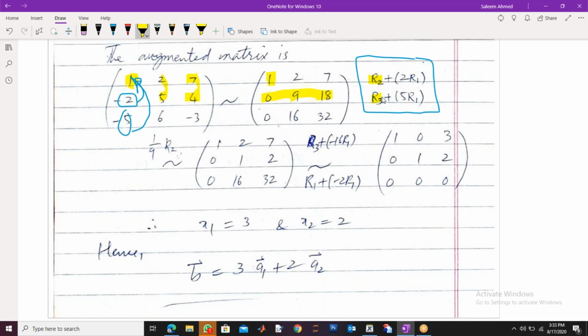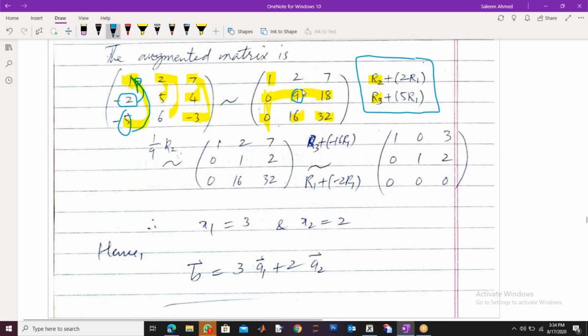Now for row 3, I multiply the first row by 5. Minus 5 plus 5 gives you 0. 10 plus 6 gives you 16. And 7 5s are 35, minus 3 is 32. So you got this. Now I got both zeros underneath. Now I want 1 here.